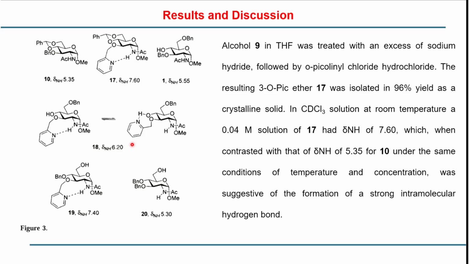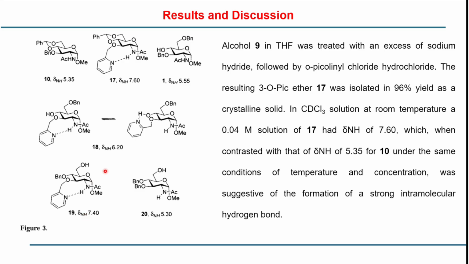Then they again reduced this 17 using dibutylboron triflate, which gave the regioisomer of 18 with a free C6 hydroxy. In that case, since it is not very close to C4 and C3, there is no competition from C6. So here again there is a strong intramolecular hydrogen bonding with the picolinamide group, and the chemical shift value of NH came to 7.4.